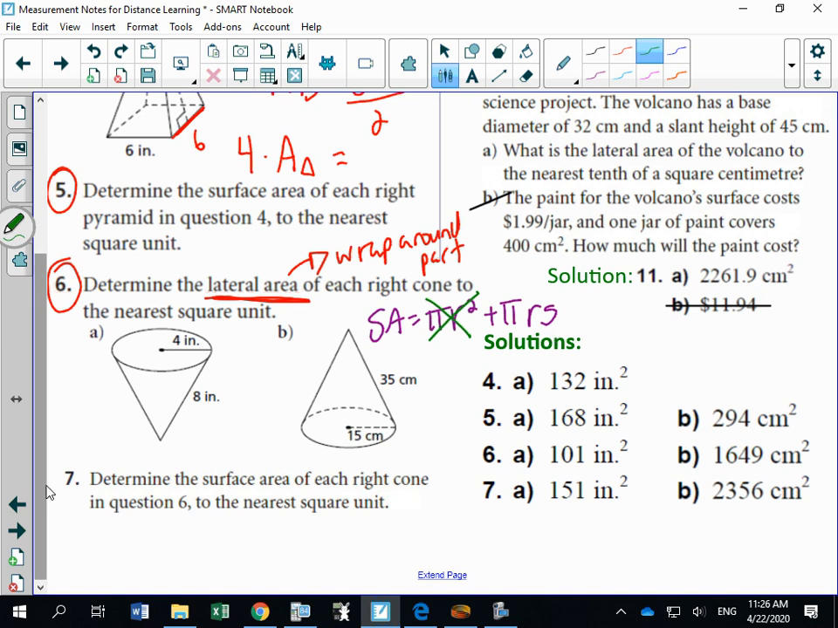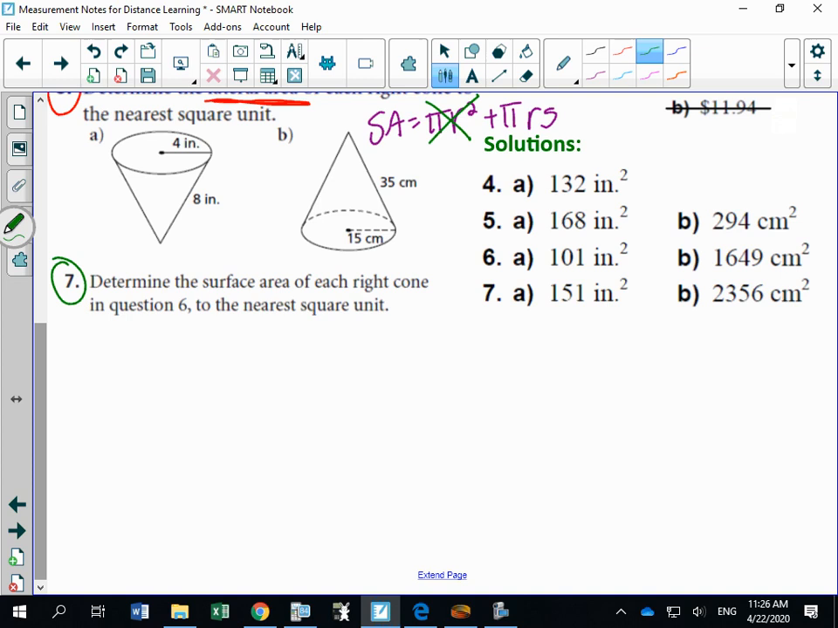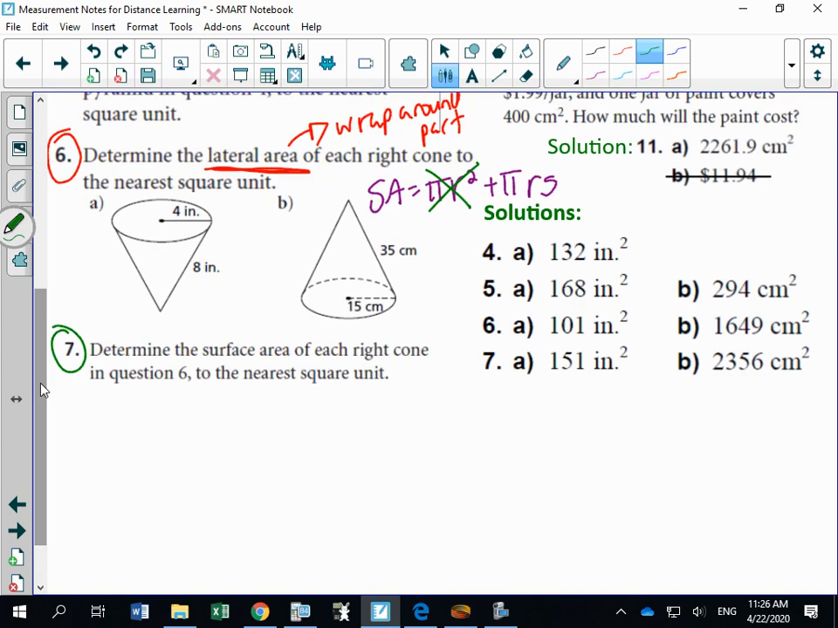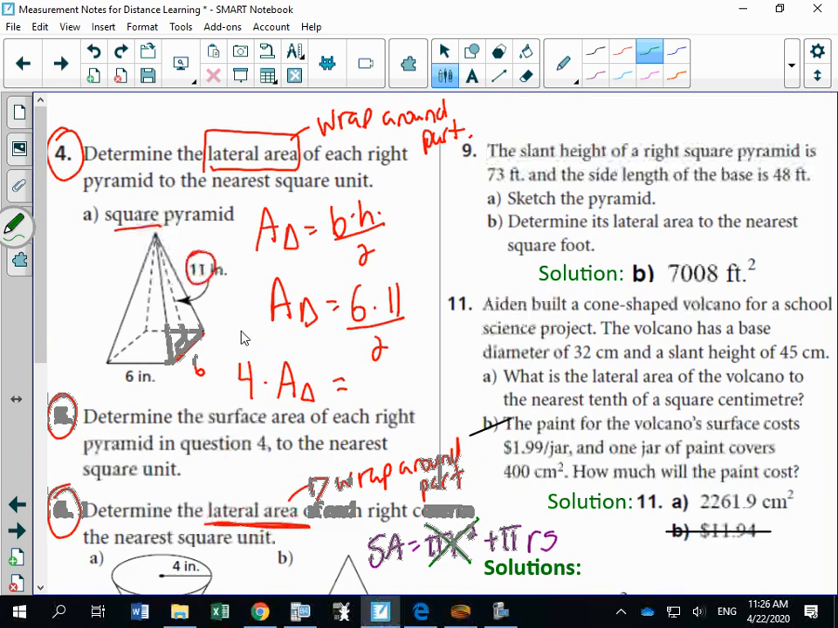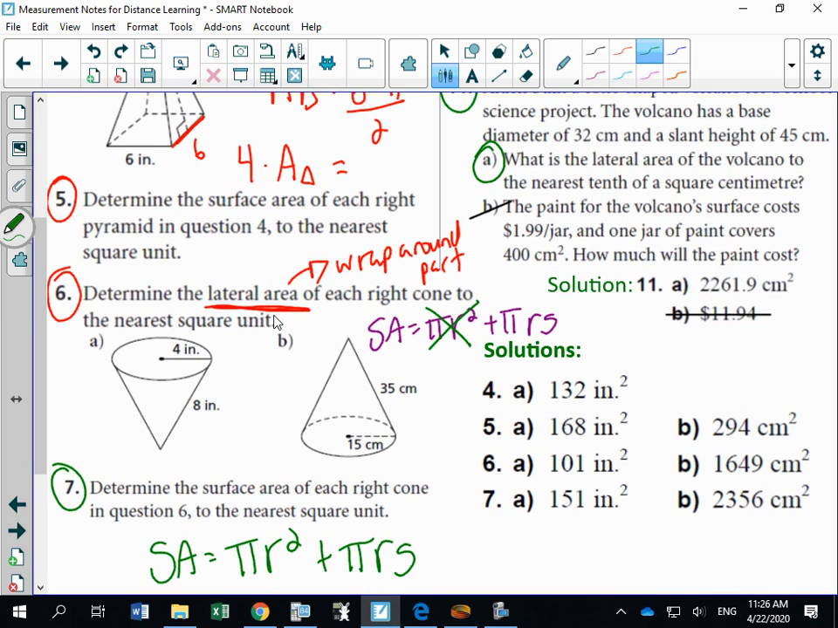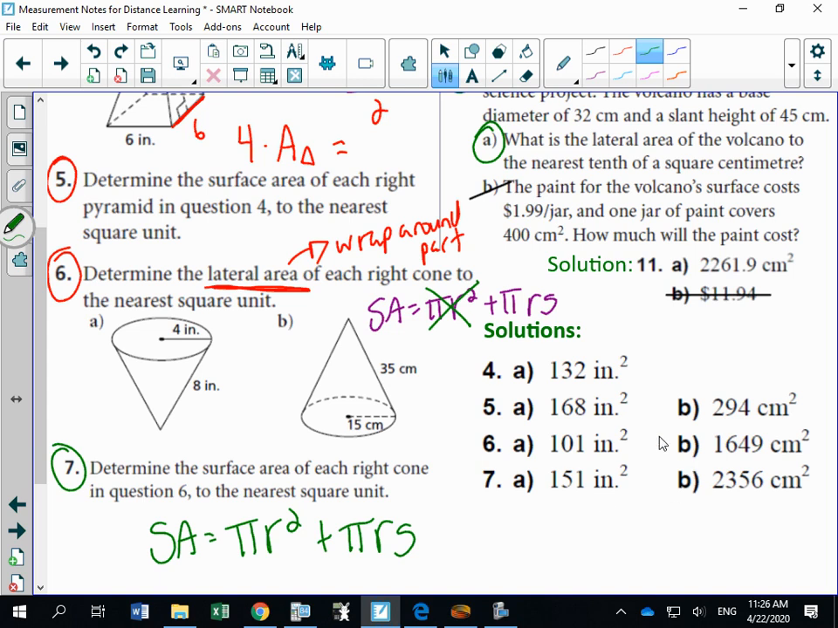For number 7, I want you to do this for homework. You are going to do the entire formula, because pretend now you're painting the whole cone: pi r squared plus pi r s. Okay, so do 4, 5, 6, 7. You could do number 9. You're sketching it. And you could do 11A. So 11A. And all of your solutions are right here.